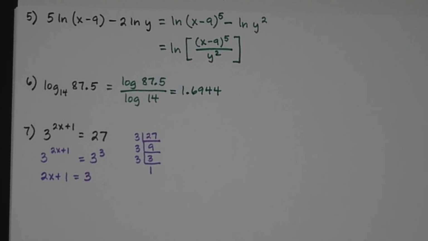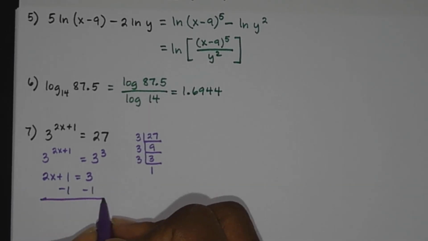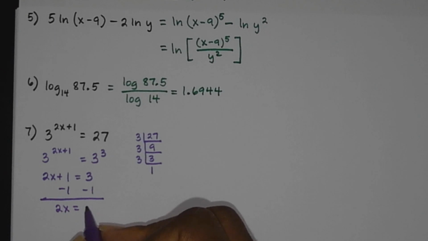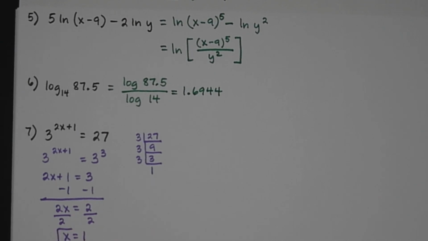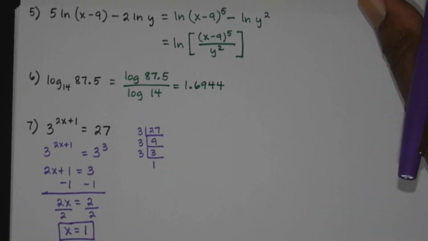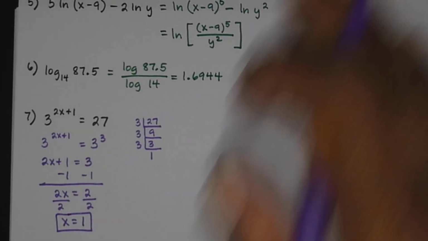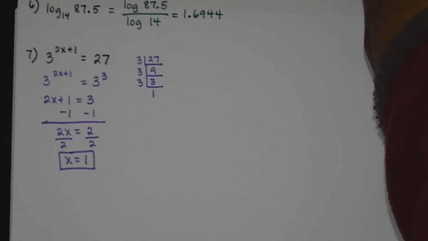And from here, we'll just solve the equation for x. So if I subtract 1 on both sides, that means 2x is equal to 2. Divide both sides by 2, you'll get x is equal to 1. Now, you could check this if you had the time to do so, but I don't think that's required for these exponential equations. So here, x equals 1 is the solution to that exponential equation. Okay. Are there any questions about problem number 7?